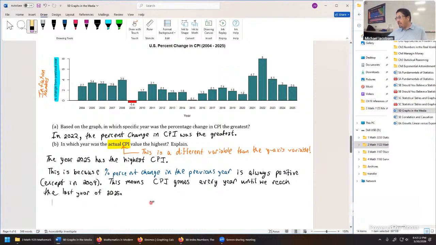In fact, that's a really good question. I kind of wish I asked that on the notes. Let's say that this is B part 2. In which year was the actual CPI value the lowest? Explain. The explanation is pretty much the same as before, but let's add this in anyways. And just like you said, 2004 has a CPI value in particular. It didn't tell us what it is based on this chart.